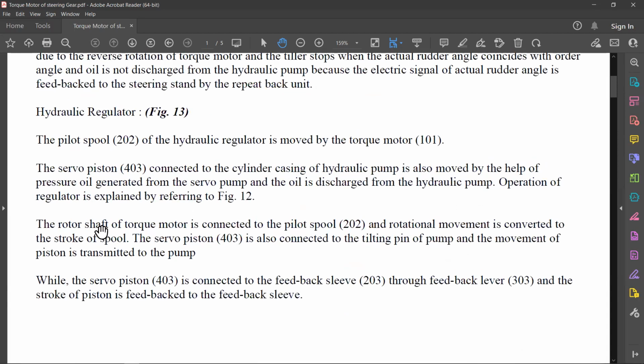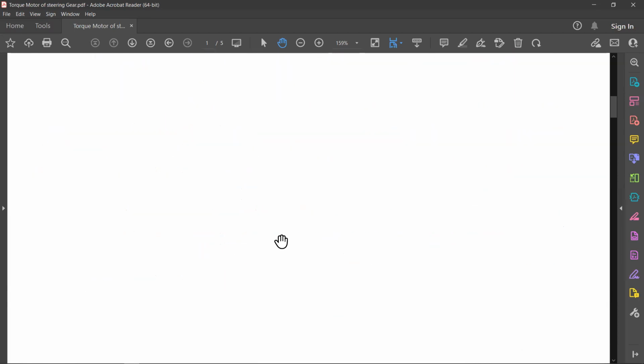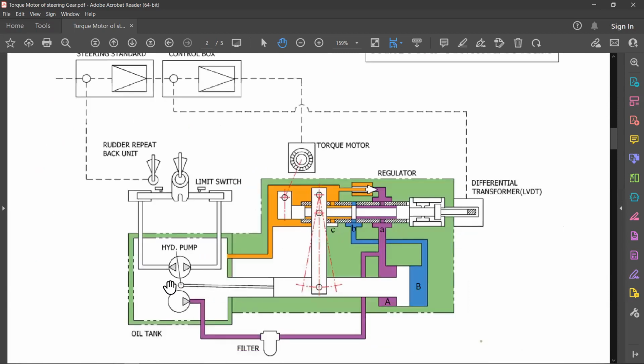Now, the rotor shaft of the top motor is connected to the pilot spool 202, and rotational movement is converted to the stroke of the piston for the pump. The servo piston 403 is connected to the tilting pin of the pump, and movement of the piston is transmitted to the pump. This is the tilting pin of the pump, and it is converting to the stroke of the pump.